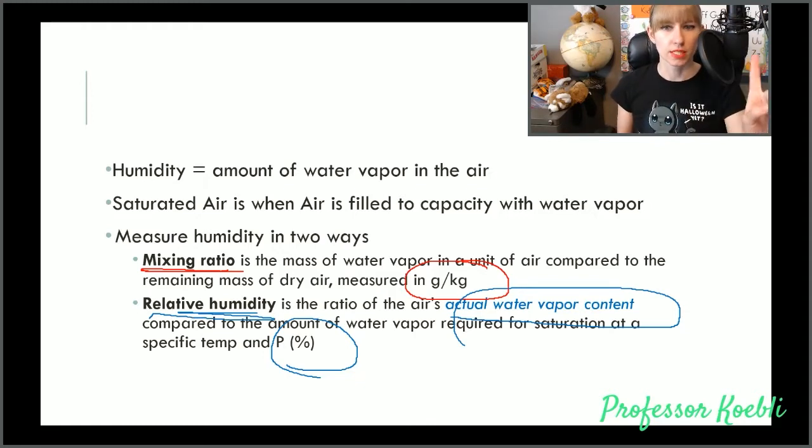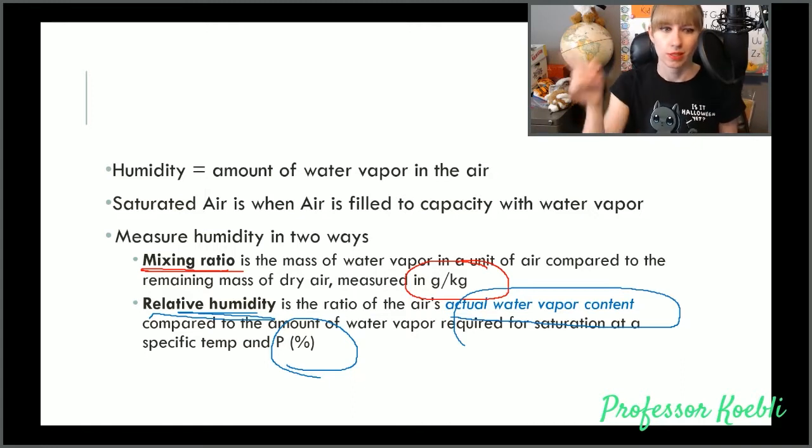And we measure humidity in two ways. You have the mixing ratio and you have relative humidity. Mixing ratio is the mass of water in a unit of air compared to the remaining mass of dry air. And this is always measured in grams per kilogram. So the big thing you need to remember is mixing ratio, grams per kilogram, measures the mass of water vapor. Relative humidity is the ratio of the air's actual water vapor content compared to the amount of water vapor required to reach the saturation point at a specific temperature and pressure. This gets turned into a percentage.